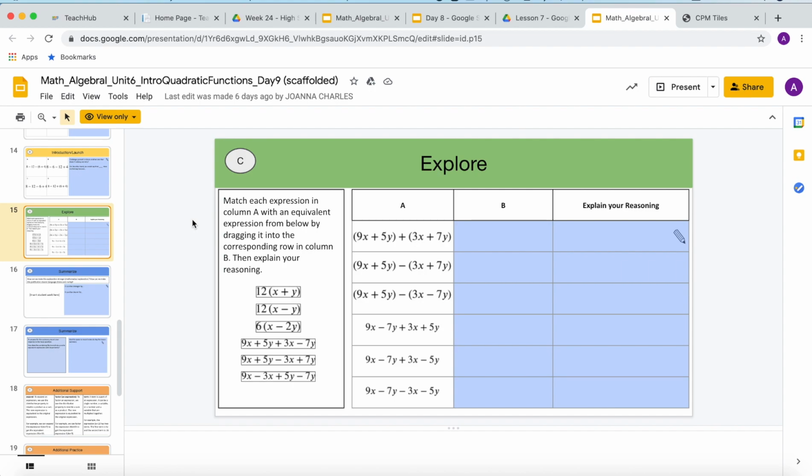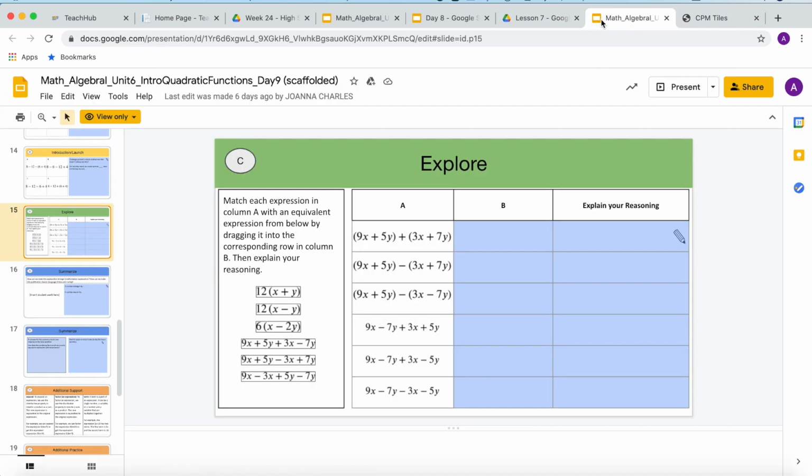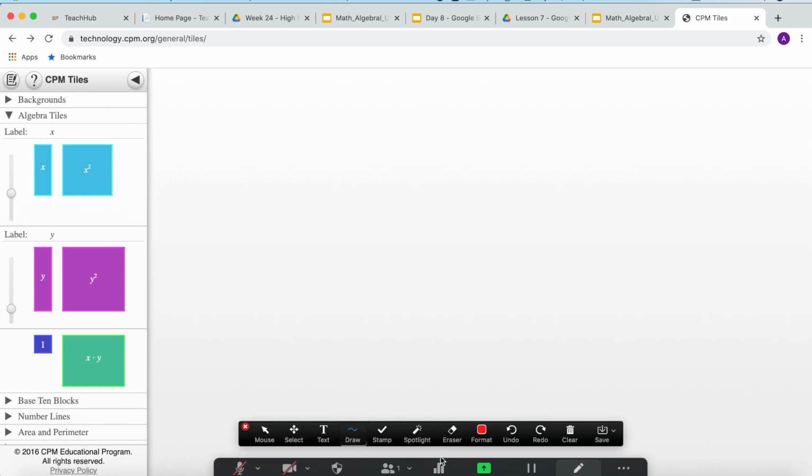You can use algebra tiles for a number of things. You can actually use algebra tiles for factoring and distributing as well, and we can get into that more in a future video. But for today, I'm going to show you how to use them for combining like terms. There's algebra tiles all over the internet, but this is a good resource, and I'll link it in the video. But let's just look at this simple one: 9x plus 5y plus 3x plus 7y. I'll type it onto the screen.